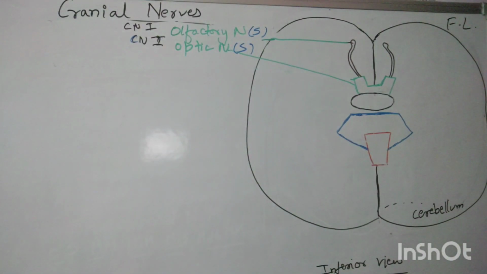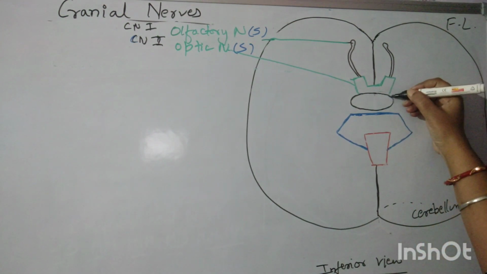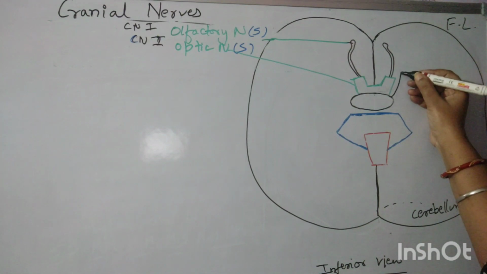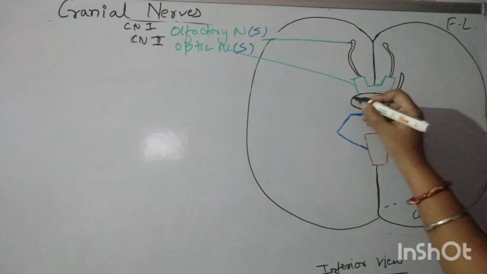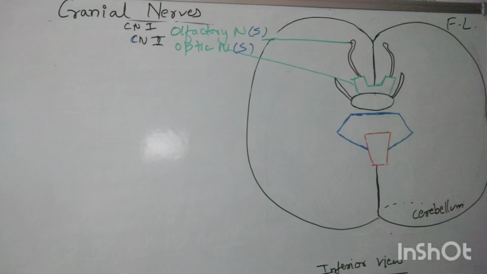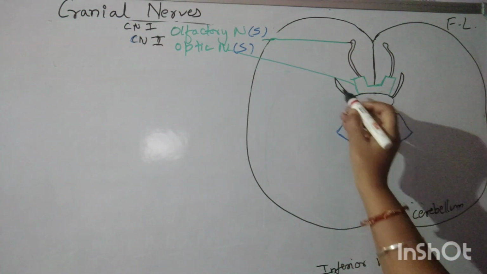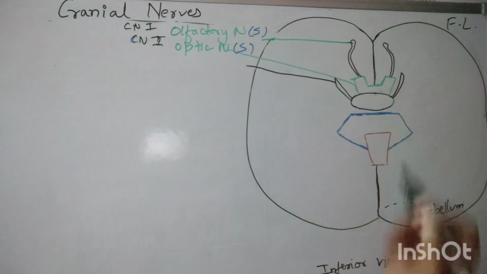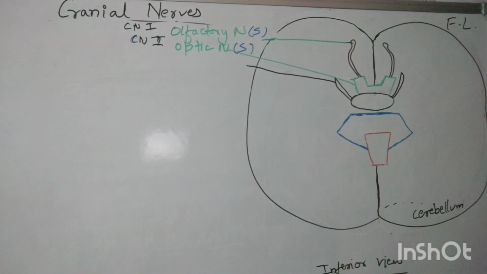Now this is our cranial nerve 3. These all will be in pairs. So this is our third cranial nerve. This is the oculomotor.